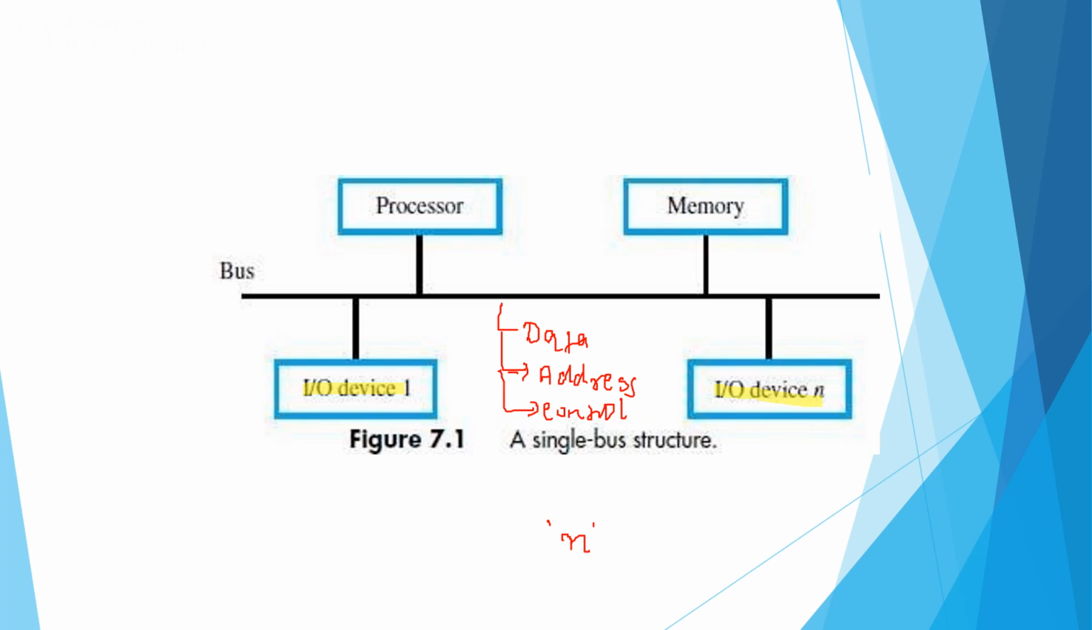So now the question comes, how can we assign addresses to the I/O devices? Generally, there are two ways to deal with I/O devices.